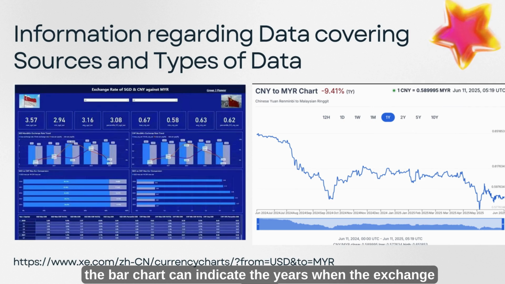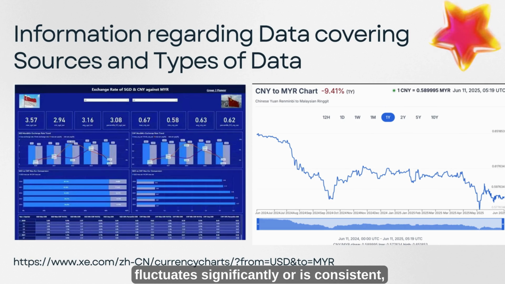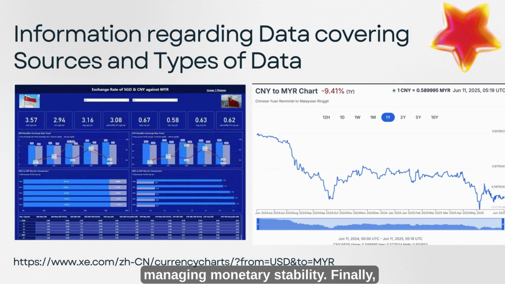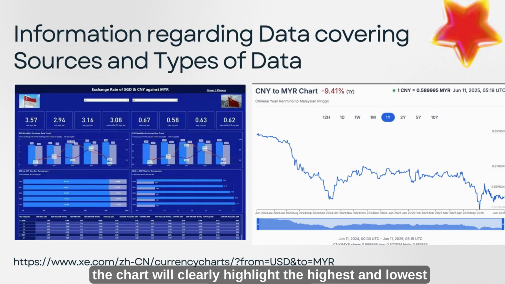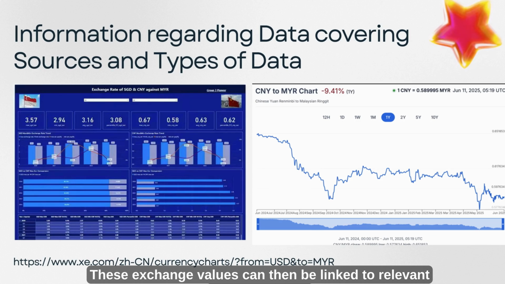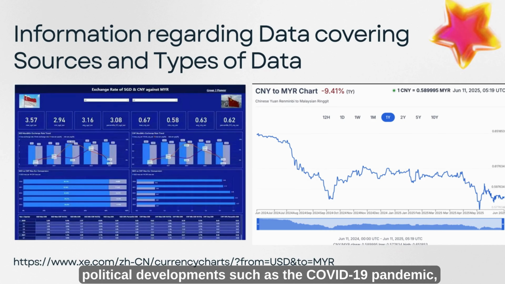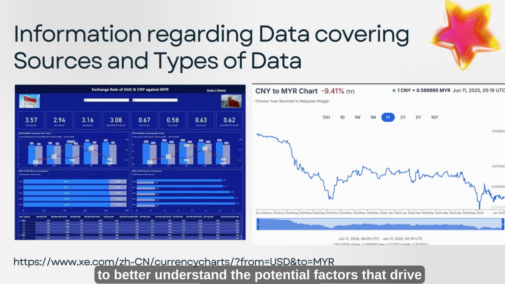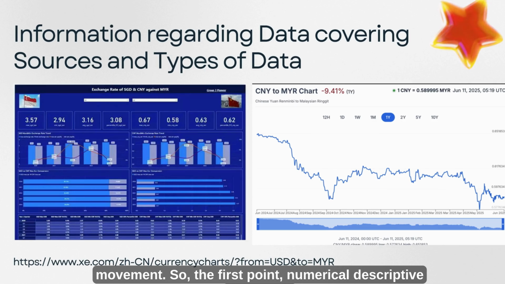In addition, the bar chart can indicate the years when the exchange rate fluctuates significantly or is consistent, which may correspond to the Malaysian government's policy aimed at managing monetary stability. Finally, the chart will clearly highlight the highest and lowest exchange rate points between the Malaysian ringgit and the two foreign currencies. These exchange values can then be linked to relevant economic and political developments such as the COVID-19 pandemic, regional monetary policy, or geopolitical tensions to better understand the potential factors that drive violent monetary movement.